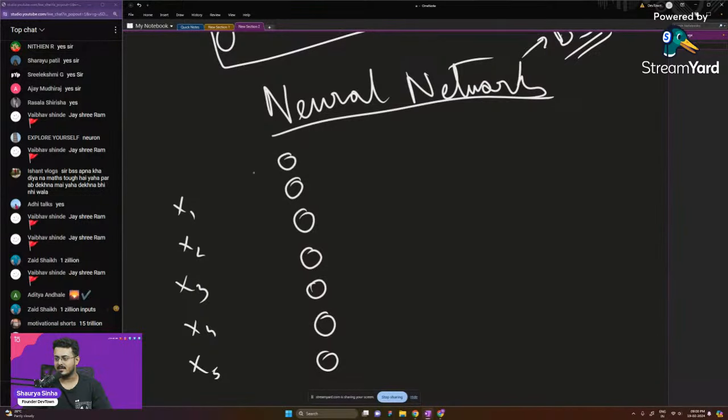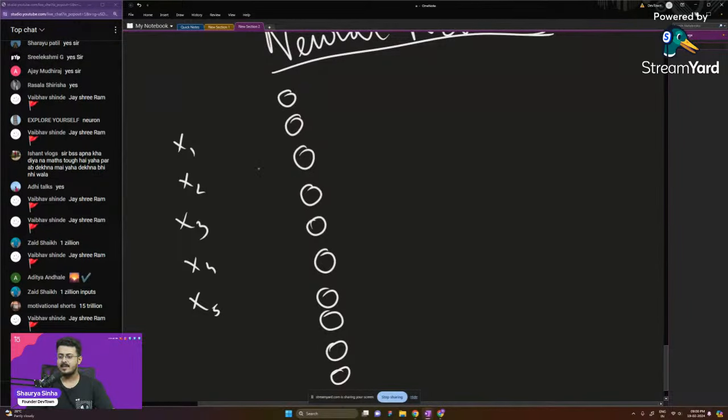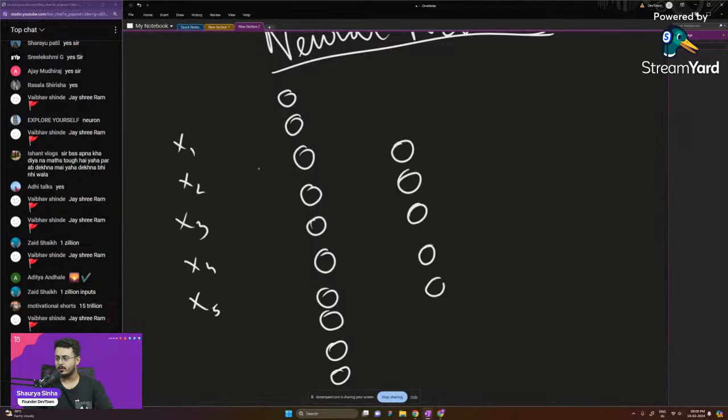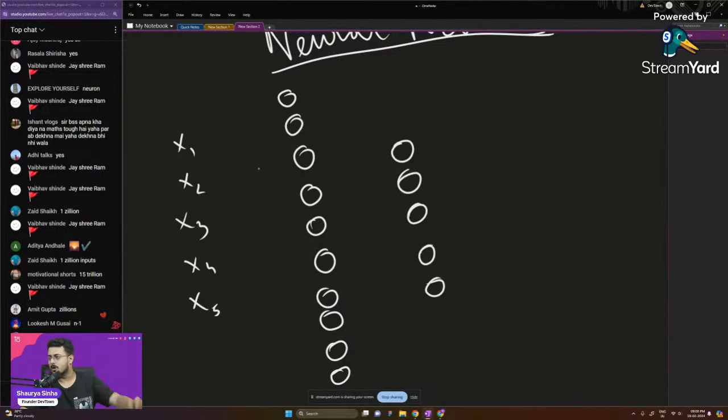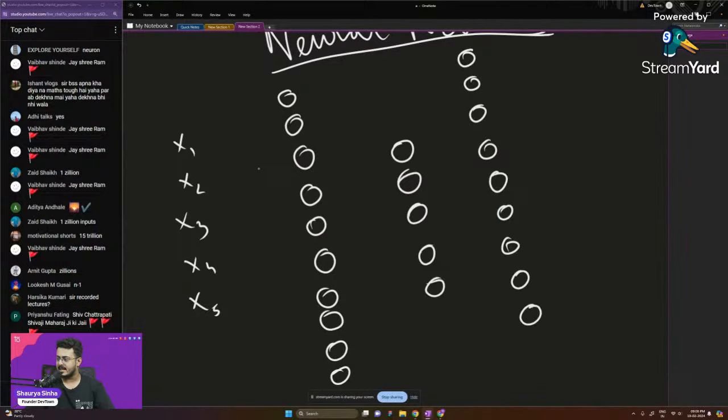8. Okay, 10 neurons right over there in this layer. Let's say I am having 5 neurons right over here: 1, 2, 3, 4, 5. And then I'm having again 10 neurons right over here as well: 1, 2, 3, 4, 5, 6, 7, 8, 9, 10.